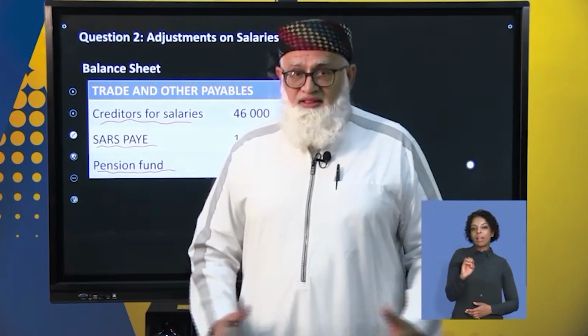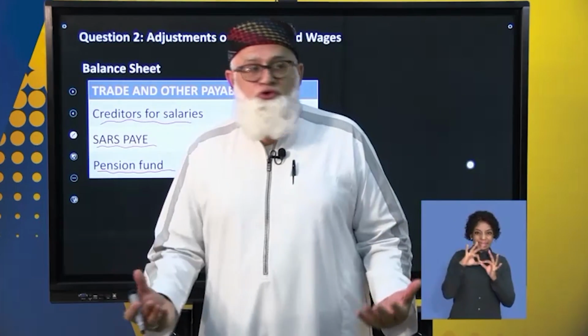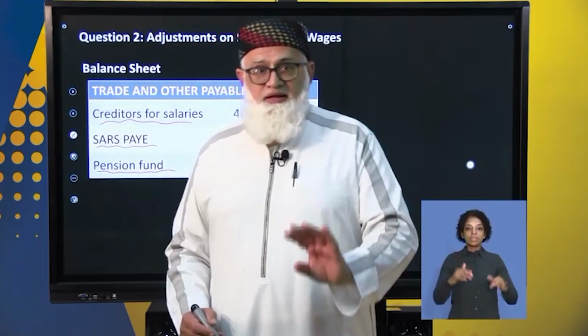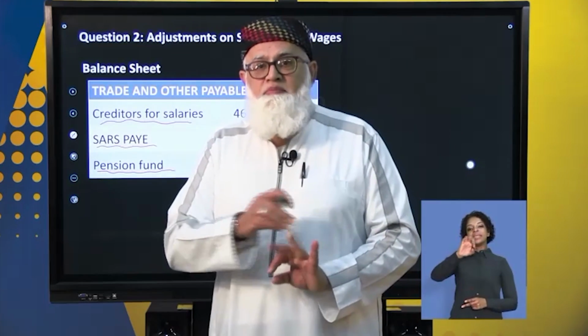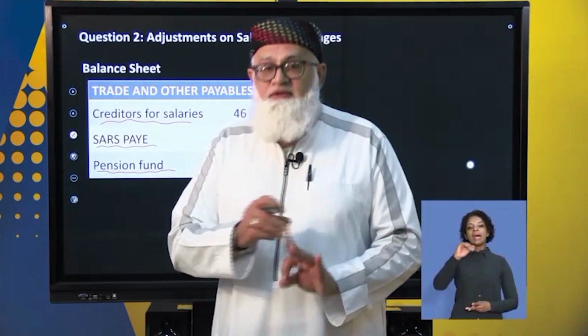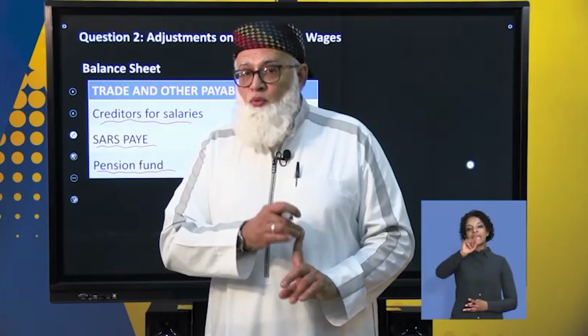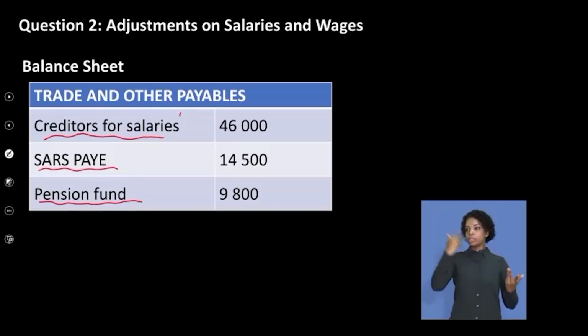Now obviously at this stage in your preparation, this note should be second nature to you. You should know exactly what appears in this note. Let's carry on with the trade and other payables. What else would appear here? Right. We've spoken about trade creditors. We've spoken about income received in advance, also known as deferred income. We've spoken about accrued expenses. We've also spoken about the liabilities as a result of salaries and wages. As you can see here, creditors for salaries, SARS, PAYE, pension fund.